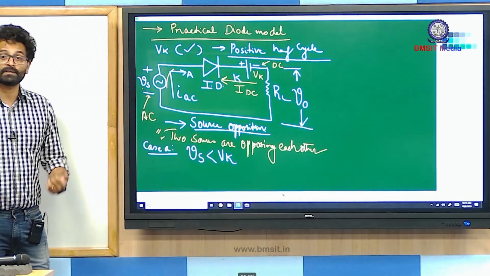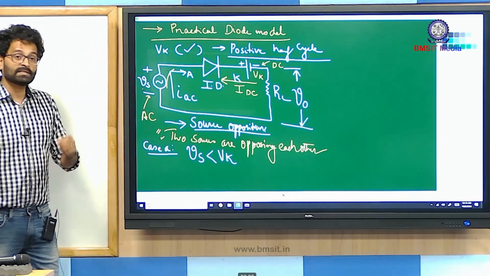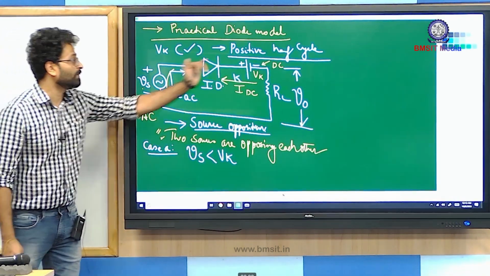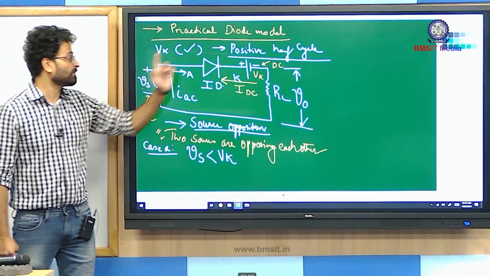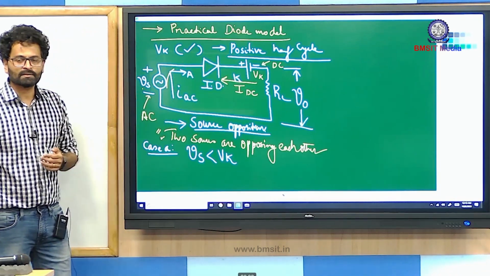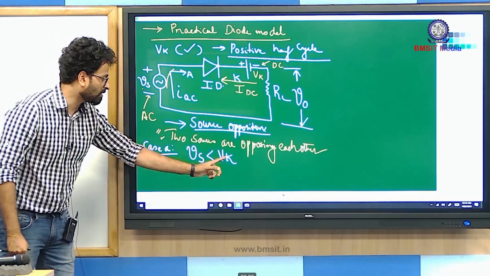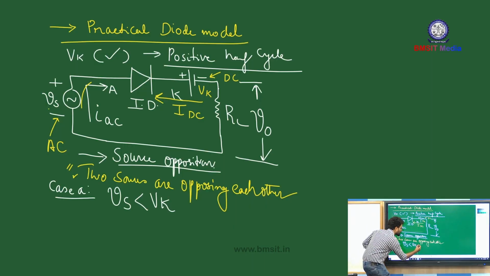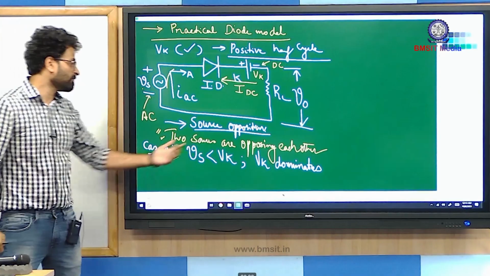For example, if you were to compare an instantaneous value of 0.1 volt of Vs with 0.7 volt of Vk, you can clearly say that the potential of Vk is greater than source voltage. So in this case, which source is going to dominate? Obviously Vk, because Vk has more potential. So whenever Vs is less than Vk, you can say that Vk dominates. Okay. And what's the meaning of dominating source?